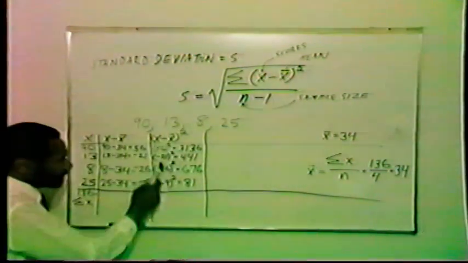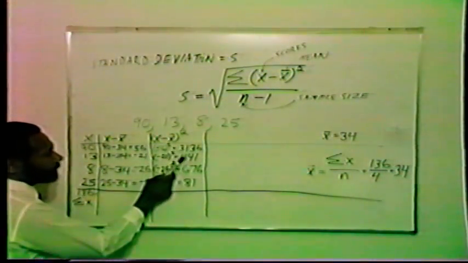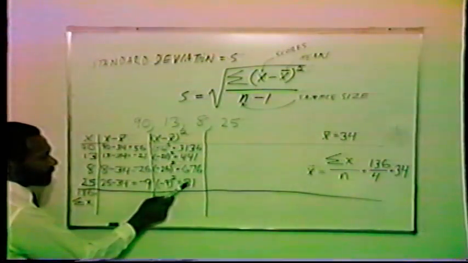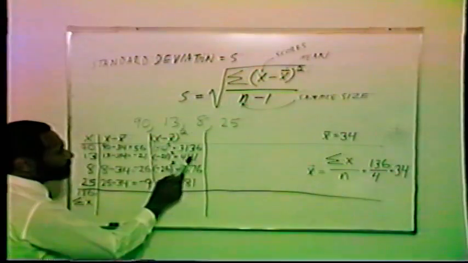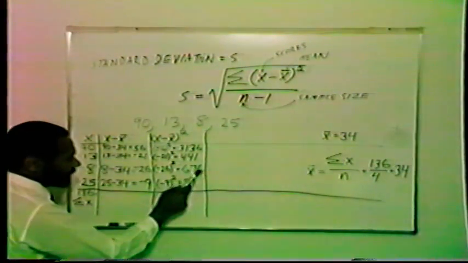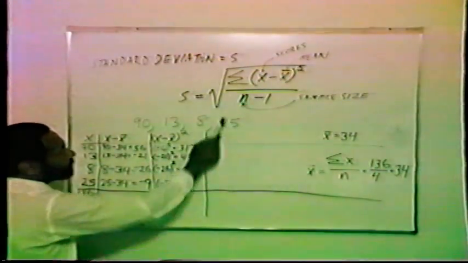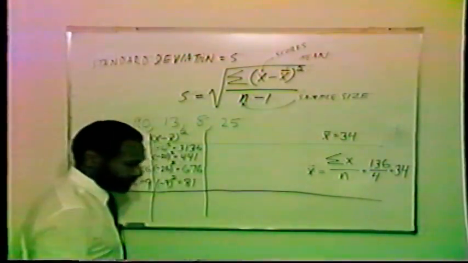And if you're doing this in the tabular form, as I'm doing here, that means that all you have to do is add these squares together. So you just add these together on the calculator: 3,136, 441, 676, 81. Add those together, and that would give you the summation of x minus x bar squared.